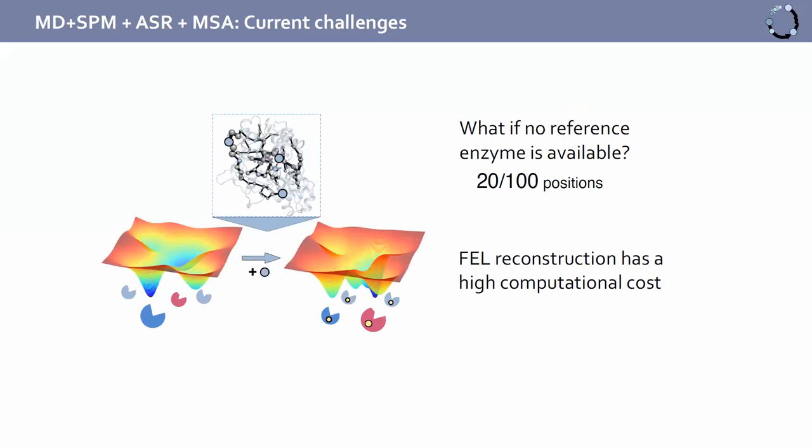And of course, this is nice, but we have a lot of challenges. In all the cases that I have shown you, we have a reference, an inspiration. So what if we don't have that inspiration? And the problem we have is that we identified a lot of positions, like 20% of the positions. And then the other thing is that doing all these simulations to reconstruct and have an idea of the conformational heterogeneity of the systems is quite expensive.